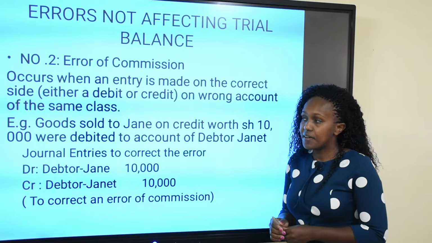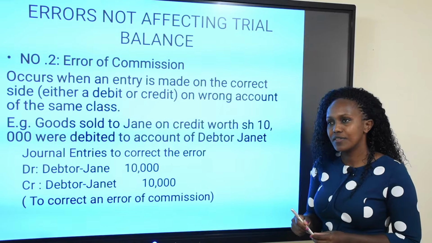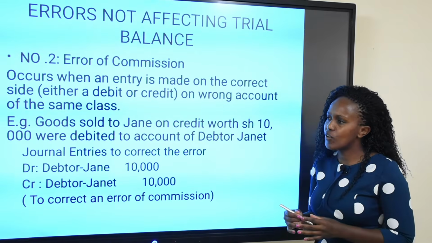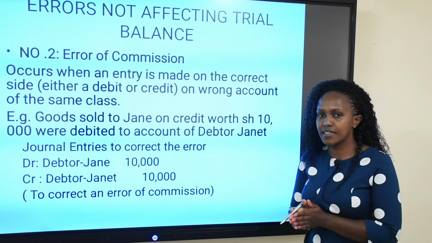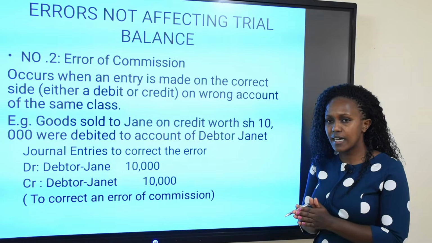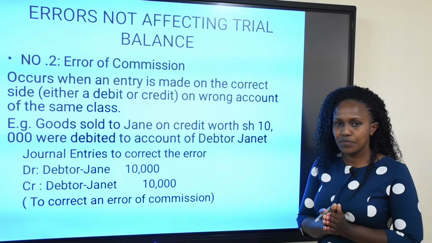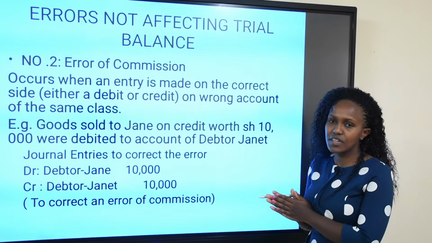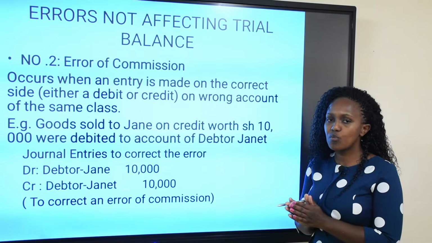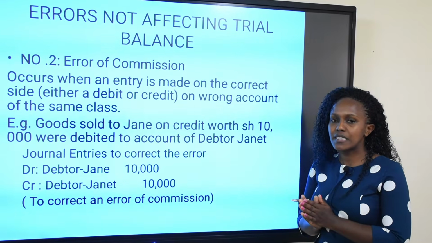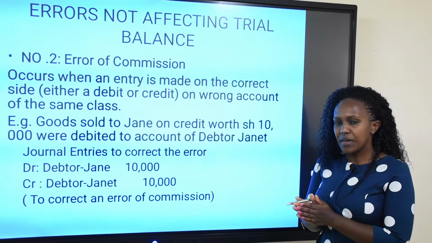The second error, number 2, is error of commission. Here, an error occurs whereby an entry is made in the correct side. When I say correct side, if it was supposed to be debited, it is debited. If it was supposed to be credited, it is credited. But in the wrong books, but the books are of the same class. What do I mean by this?